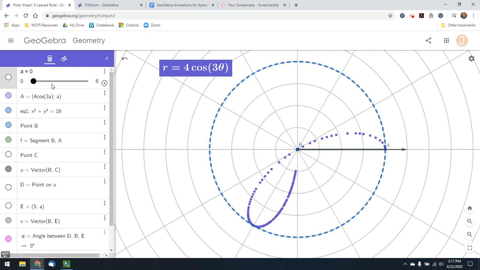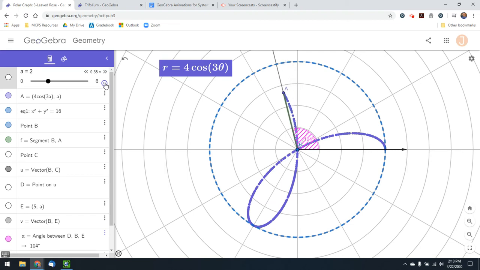Let me slow this down a little bit here. I'll stop it at 30. When theta is 30, it's supposed to be at the origin, and it was, just like we figured out in our chart. When theta was 60, we thought it was supposed to be the furthest possible distance from the pole, and it was. And when theta comes back to 90 degrees, boom, we're back at the pole. So yes, we were correct. 30 to 90 generates this petal.